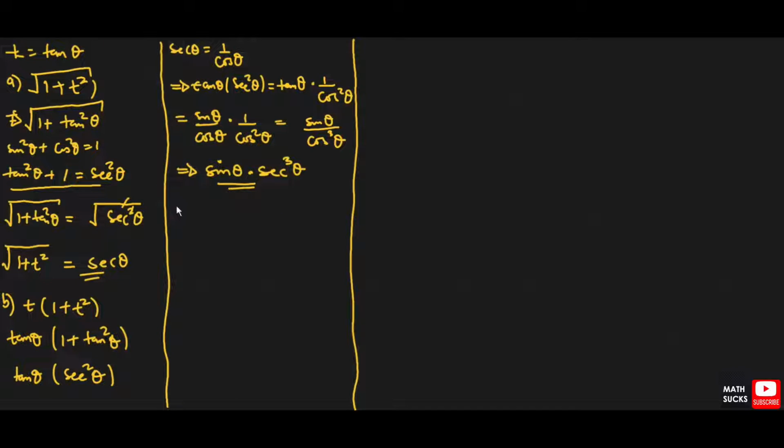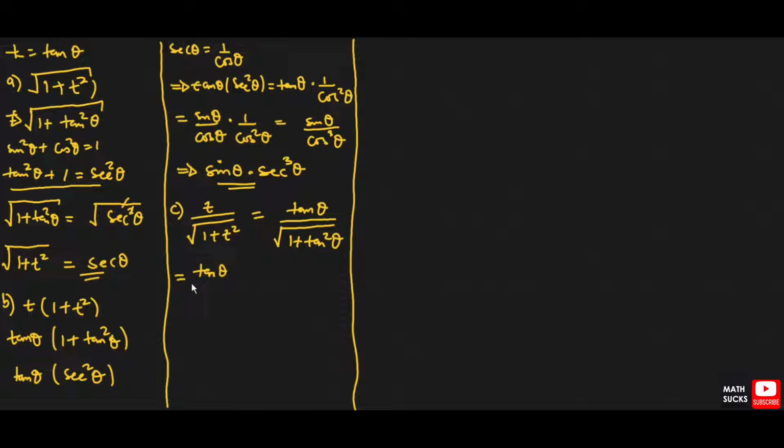Now let's look at part C of number 3. Part C of number 3 says t over the square root of 1 plus t squared. Begin by substituting in and see where it takes you. So this is tan theta over the square root of 1 plus tan squared theta, which we already know from here. And so just continue doing the substitution.